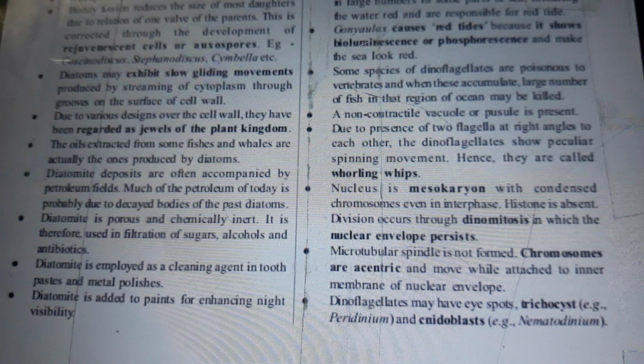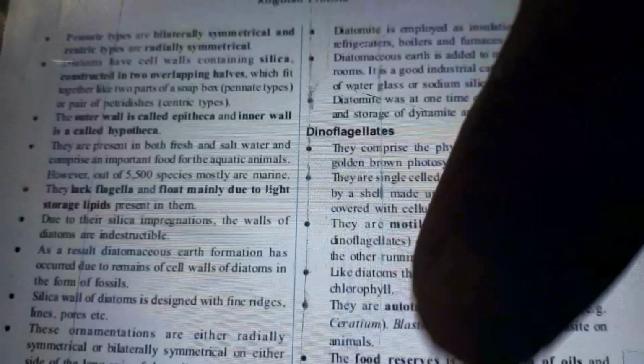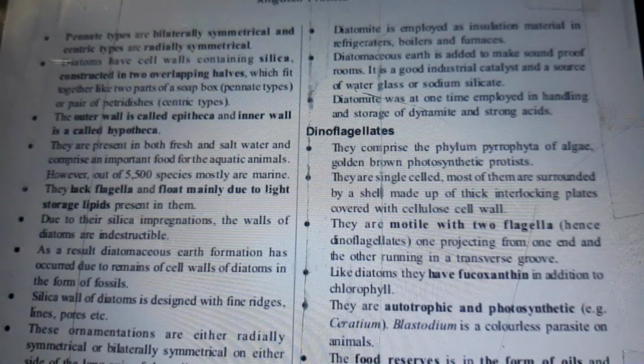and chemically inert. It is therefore used in filtration of sugars, alcohols, and antibiotics. Diatomite is employed as a cleaning agent in toothpaste and metal polishes. Diatomite is added to paints for enhancing night visibility. Diatomite is employed as insulation material in refrigerators, boilers, and furnaces. Diatomaceous earth is added to make soundproof rooms. It is a good industrial catalyst and a source of water glass or sodium silicate. Diatomite was at one time employed in handling the storage of dynamite and strong acids.